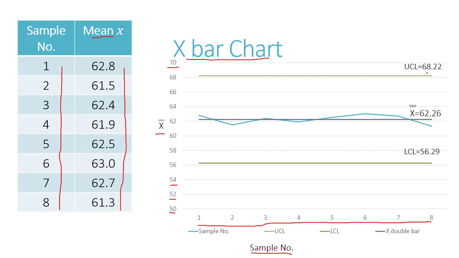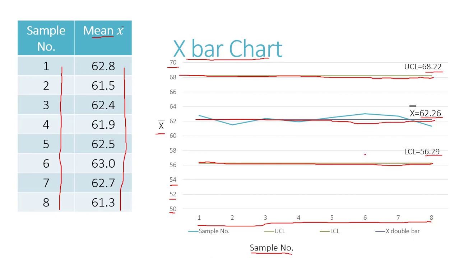The value of the upper control limit is 68.22. So we will draw one horizontal line passing through 68.22. The value of the lower control limit is 56.29. So we will draw one line passing through 56.29. Then we will put one line for double X bar. The value of double X bar we found previously as 62.26. So we will also draw one horizontal line passing through 62.26.